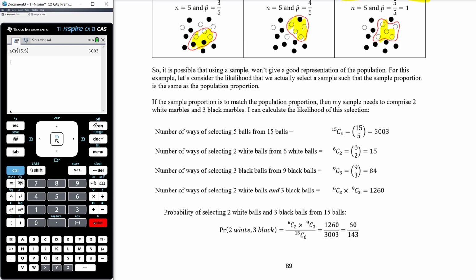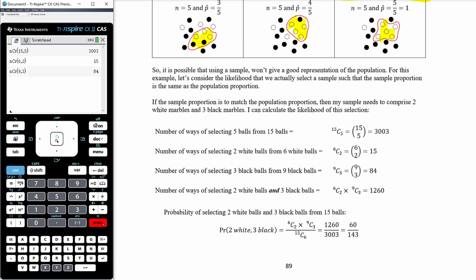The number of ways of selecting 2 white balls from 6 white balls: out of the 6 white balls available, we want to choose 2 of them so that our sample matches the population proportion. So it'll be 6 choose 2. So menu 5, 3, 6 choose 2. You can confirm that is 15. The number of ways of selecting 3 black balls from the 9 black balls is 9 choose 3.